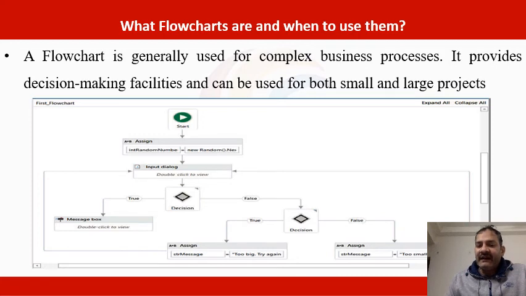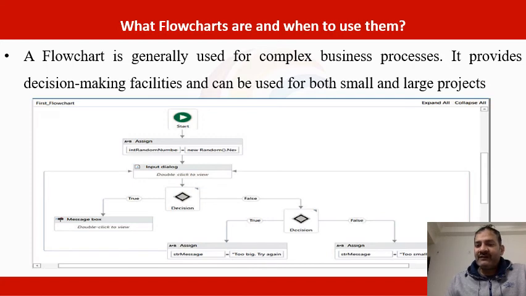If false, again there will be a decision: is the number less than 10 or not? Again, if it is true, then assign "too big, try again." This is just a string message. So you can use such types of flowcharts.